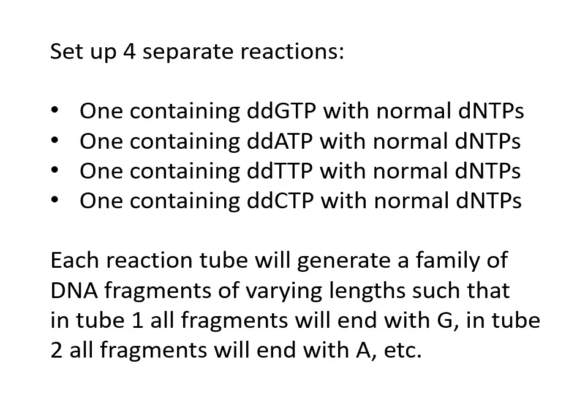Next thing you do is create 4 separate reactions, one with dideoxy G and all of the normal DNTPs. In other words, you have to have some normal DGTP in there. And then one for each of the 4 bases. Each reaction tube is going to generate that family of fragments of varying lengths, such that all of the fragments in tube 1 end in G, and all the ones in tube 2 will end in A, etc.